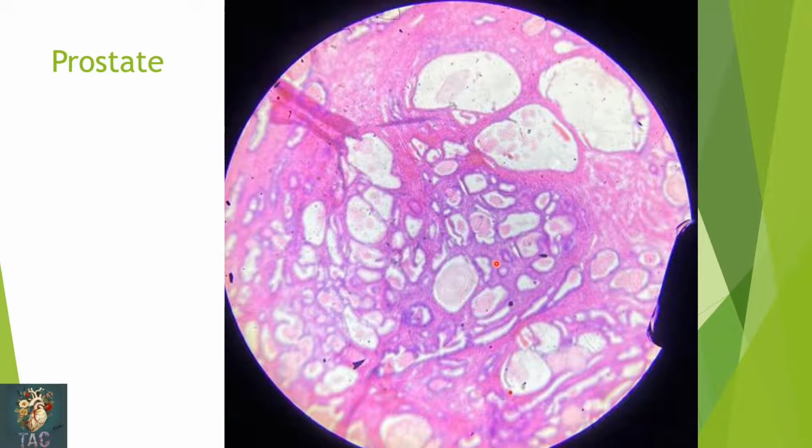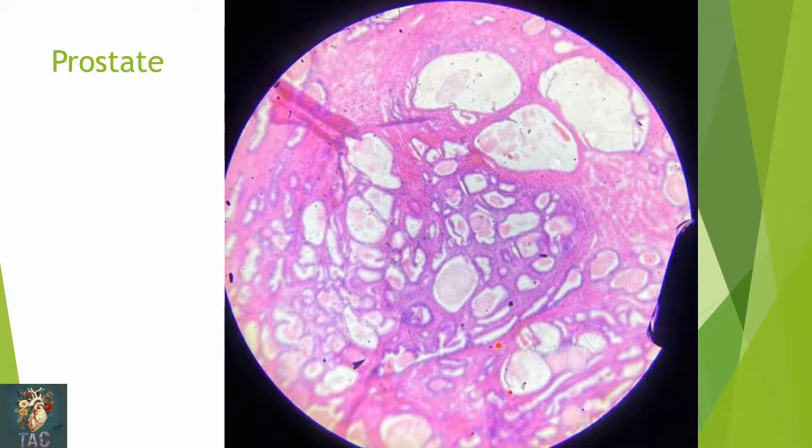And the second identification point for this slide is the fibromuscular stroma. I will show you in the next slide that this stroma also contains a large number of smooth muscles, that is highly fibromuscular in nature. So these two identification points help you to identify the prostate.